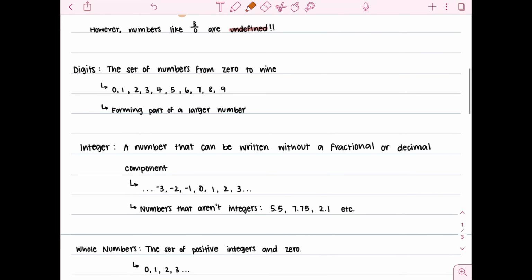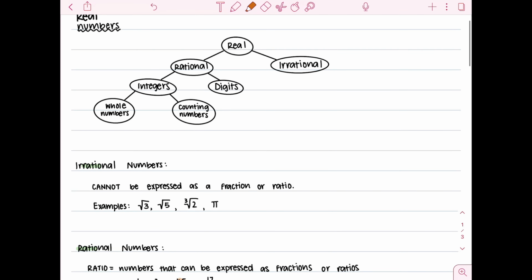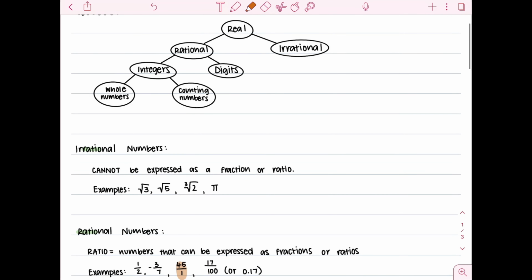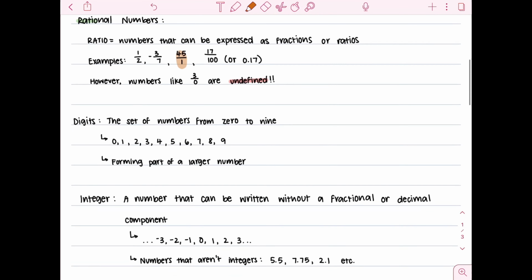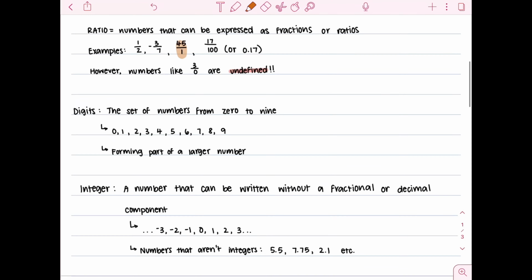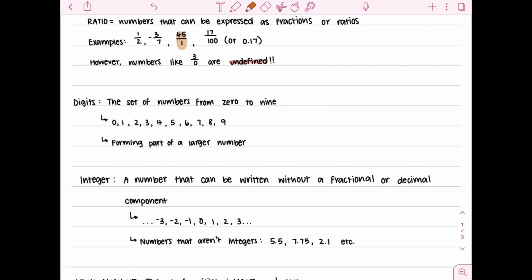Next we have digits. Looking at our chart, we see that digits falls under the rational numbers category. So we're dealing with numbers that can be expressed as fractions or ratios. Digits is the set of numbers from 0 to 9. So self-explanatory, from 0 to 9. These numbers are crucial in forming parts of a larger number. For example, the number 45 consists of the digits 4 and 5.